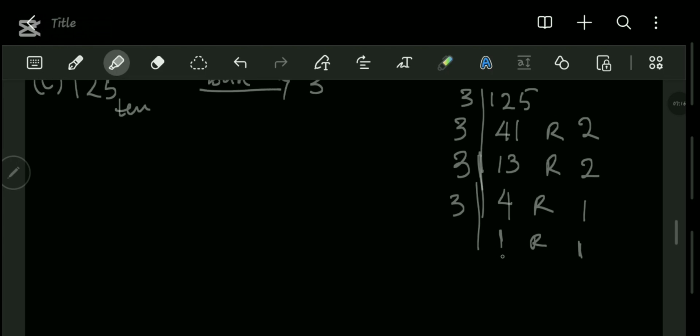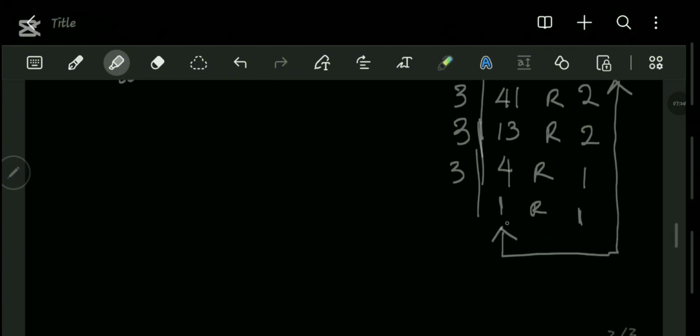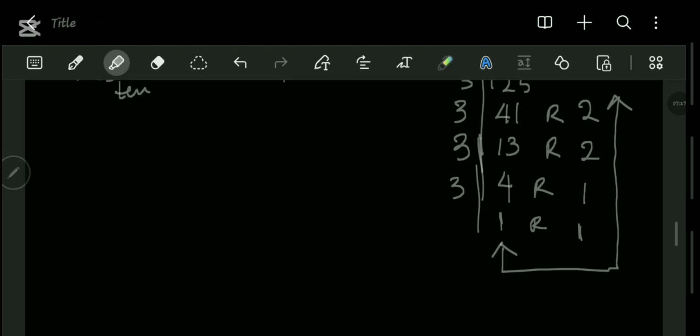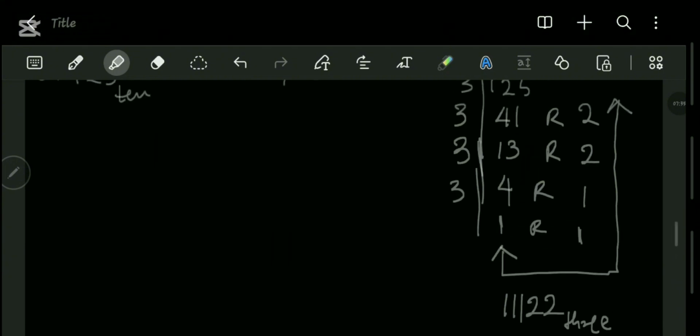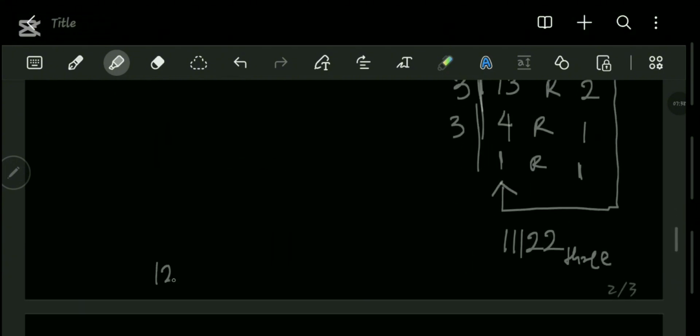3 cannot go into 1, so we stop at this junction and we pick these remainders from here and go upward. So we have 1, 1, 1, 2, 2 in base 3. So it means that 125 in base 10 is equal to 11122 in base 3.